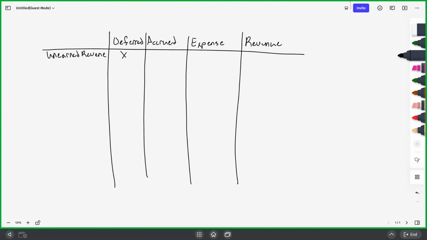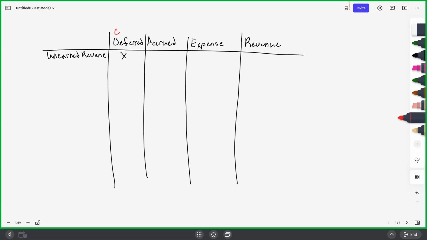What's the little moniker to remember? Does anyone remember it from class? Welcome back. We just started chapter 3. Deferred cash, does the cash come before or after? Before. C before D. What about accrued? Does cash come before or after? After. C comes after A.